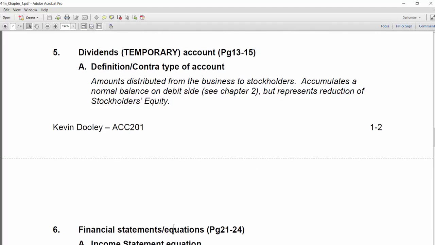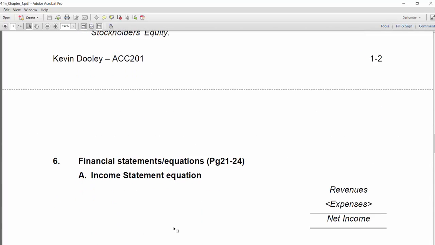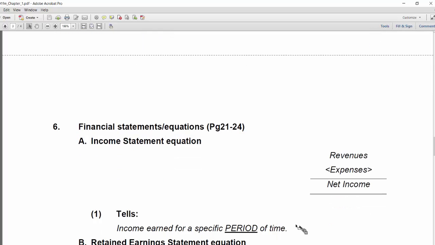When you string all of these types of accounts together, the first kind of financial statement you'll want to create from them is the income statement. The income statement equation is very simple. It just says that revenues minus expenses equals net income, and it tells us for a specific period of time how much income we've earned.